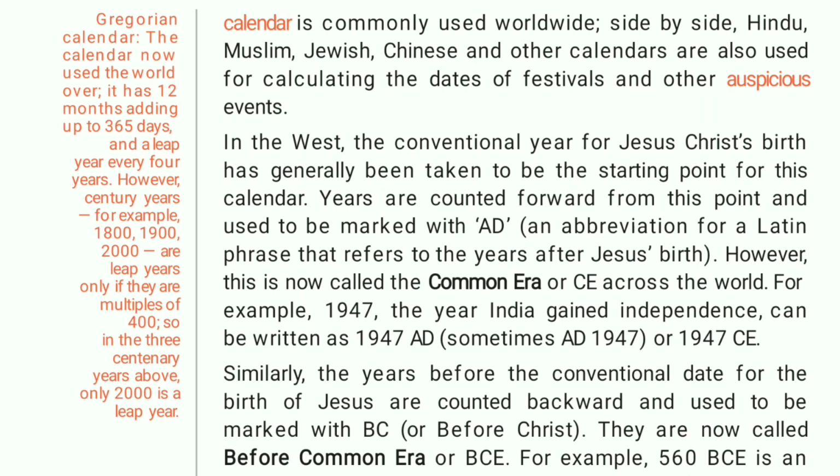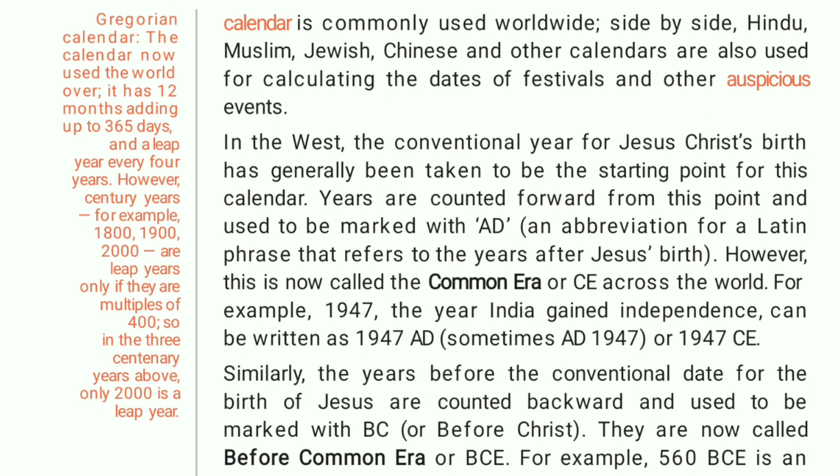Similarly, the years before the conventional date for the birth of Jesus are counted backward and used to be marked with BC or before Christ. They are now called before Common Era or BCE. For example, 560 BCE.